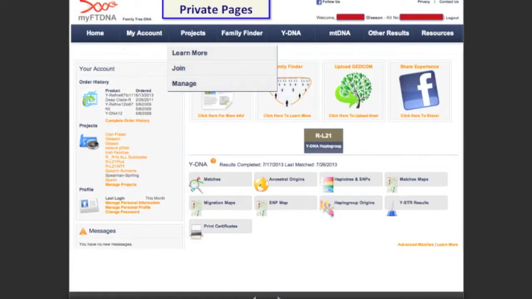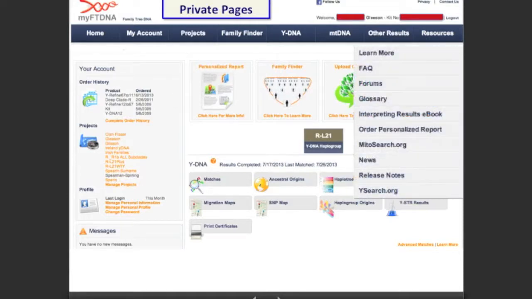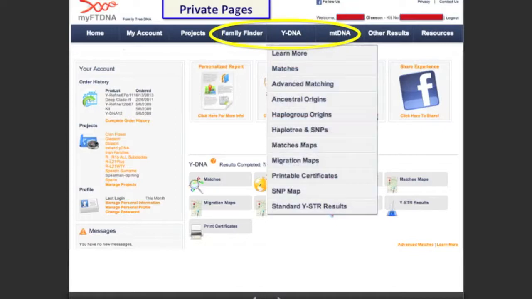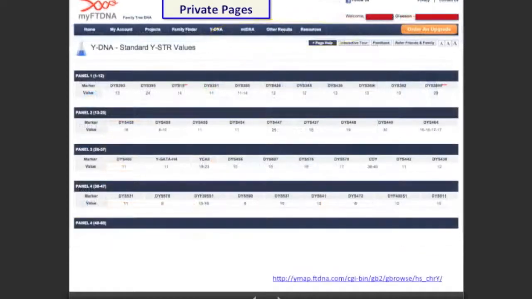If you look at projects, I can click on projects, I can join various projects, I can manage the projects that I have joined. If I click on resources, there's frequently asked questions, a glossary, a whole load of resources here. And this is the main area where you look for your results. Here are the Y-DNA results, these are my mitochondrial DNA results, and here's my Family Finder or autosomal DNA results. If we just click on Y-DNA, there's a variety of pages here, and we'll start off by looking at the actual Y-STR results, the Y-DNA results themselves.